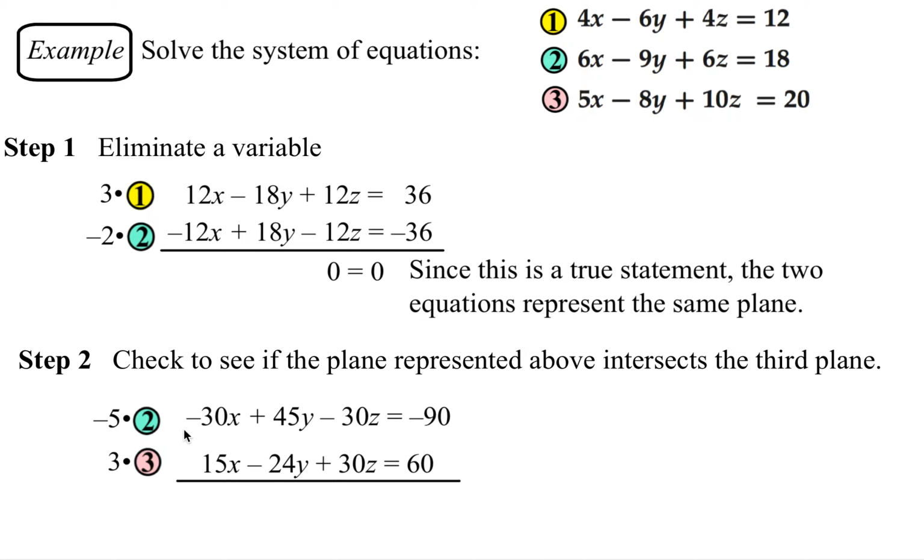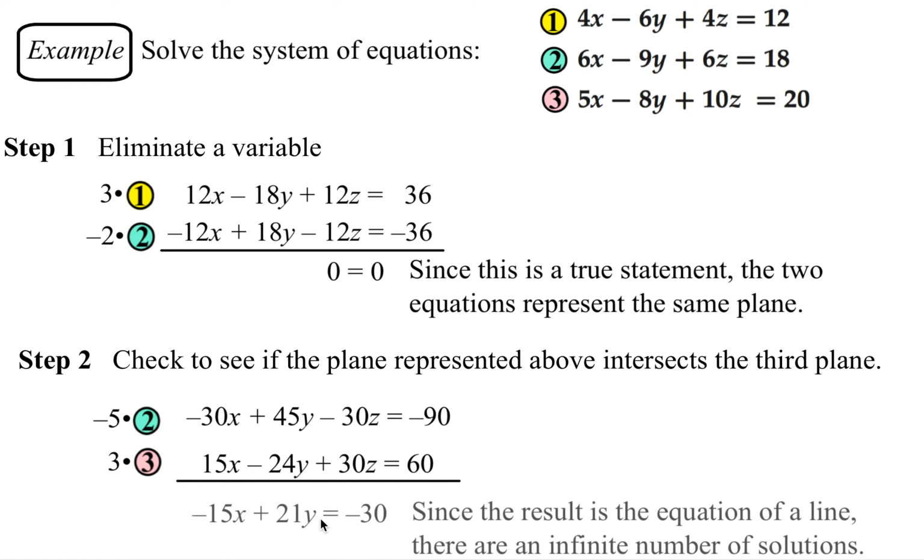So I'm going to take equation 2, and I multiplied it by -5. I'm going to try to get my z variable to drop out this time. Multiplied by -5. Equation 3, I multiplied by 3. So I'm trying to get a 30z in both of these. So multiplying by -5, I get -30x minus 45y minus 30z is -90. Multiplying all of the coefficients in equation 3 by 3, I get 15x minus 24y plus 30z equals 60. And again, we're going to add these together.